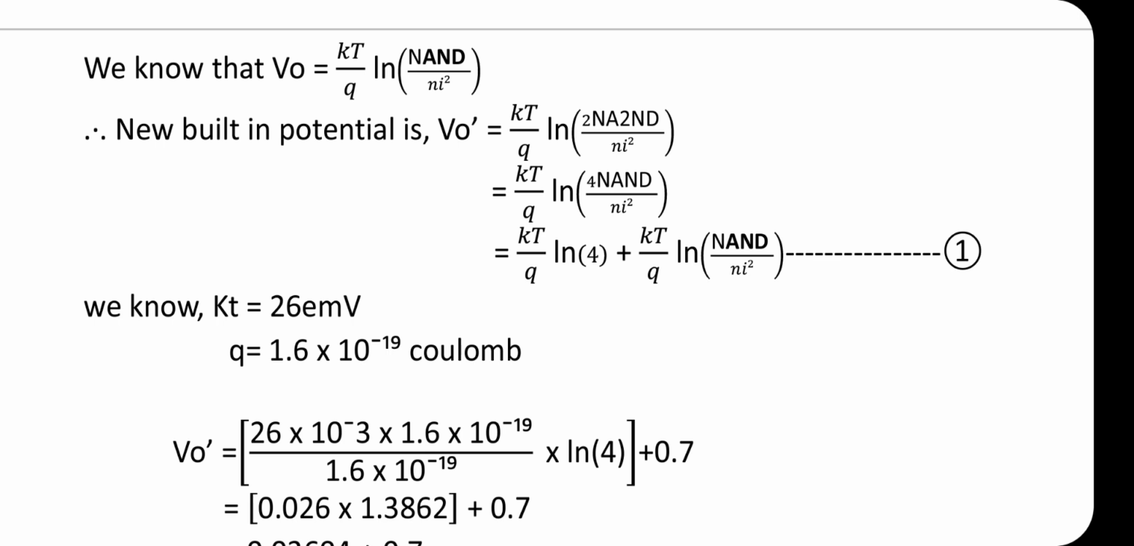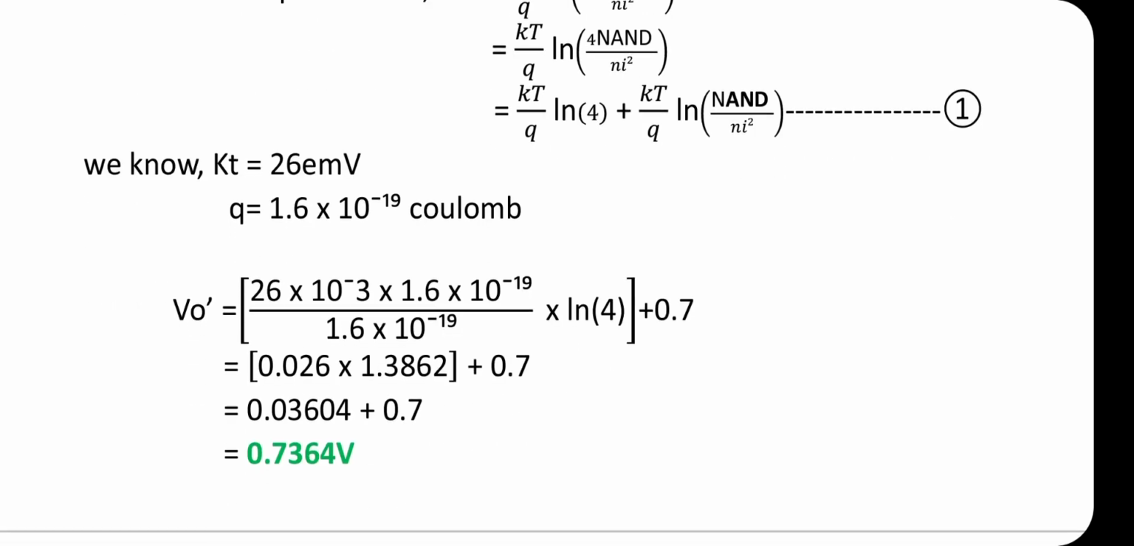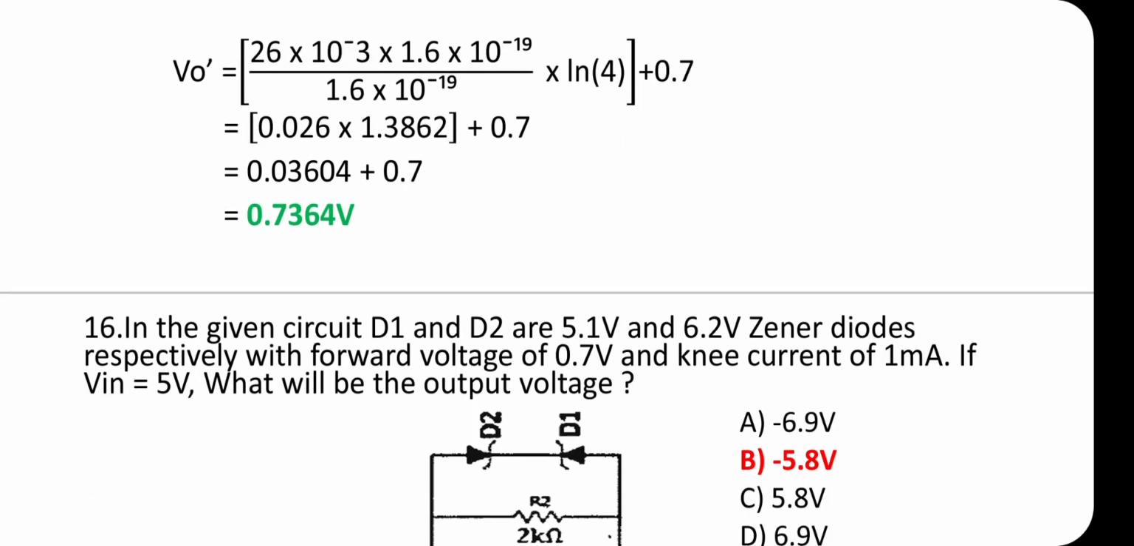We know kT, with the Boltzmann constant, is 26 electron millivolt and q is 1.6 into 10 raised to minus 19 coulomb. Substituting these values, we get V0 dash equal to 0.7364 volt.